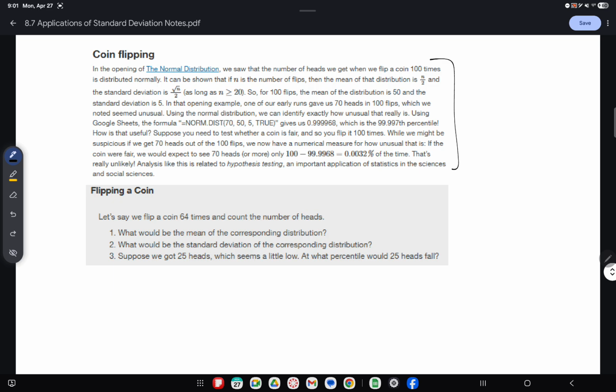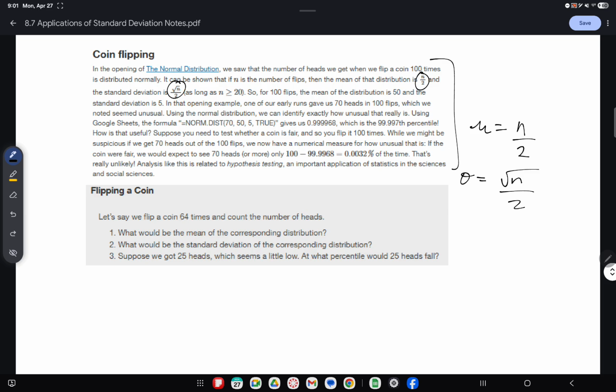It's normally distributed. It can be shown that if n is the number of coin flips, then the mean is n over 2. I'm going to write that over here. Mean is n over 2. And the standard deviation is the square root of n over 2, as long as n is at least 20. So for 100 flips, the mean would be 50. Standard deviation is 5. Okay.